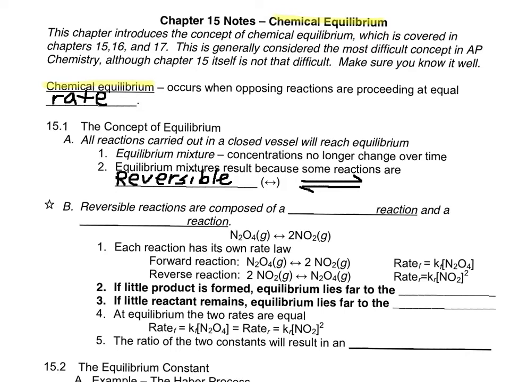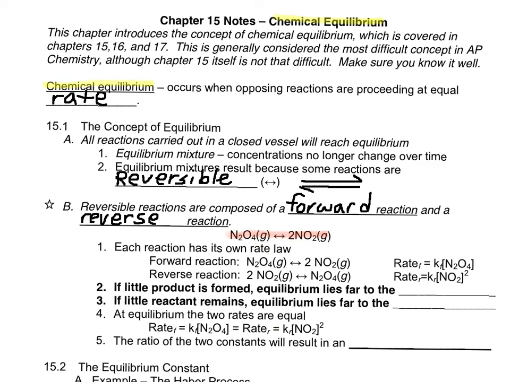The way that reversible reactions work is they're composed of 2 different reactions happening at the same time, a forward reaction and a reverse reaction. So for example, in this reaction right here, you have N2O4, which is a colorless gas, decomposing into NO2, which is a brown gas whenever you heat it up. You have a forward reaction, the reaction that goes from this direction to this direction, but you also have a reverse reaction in which NO2 is reforming into N2O4.